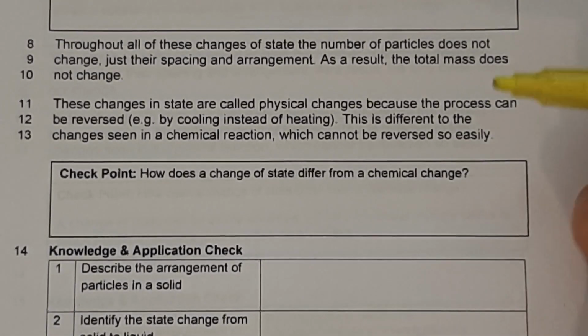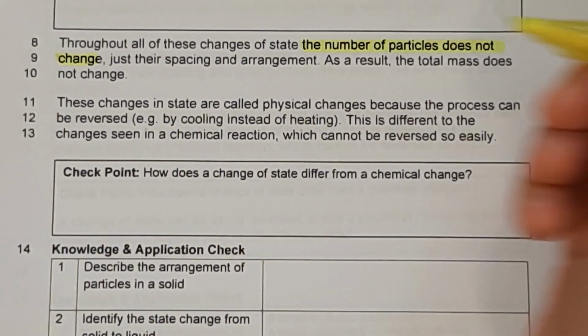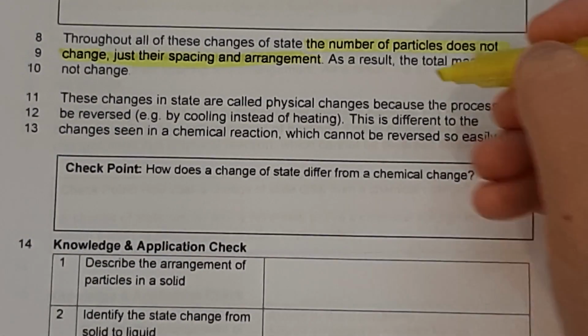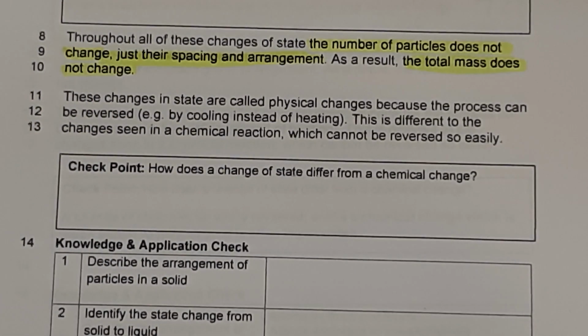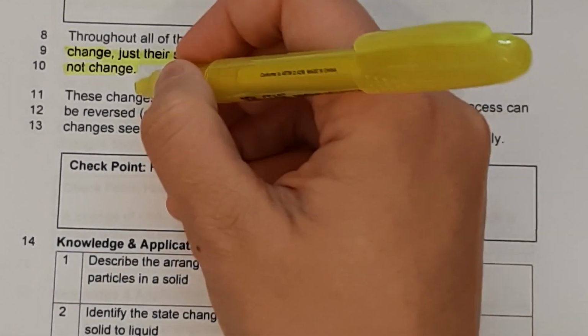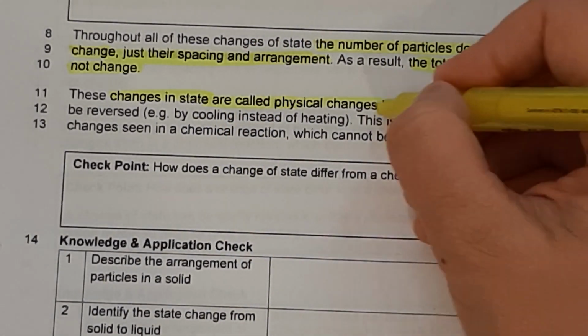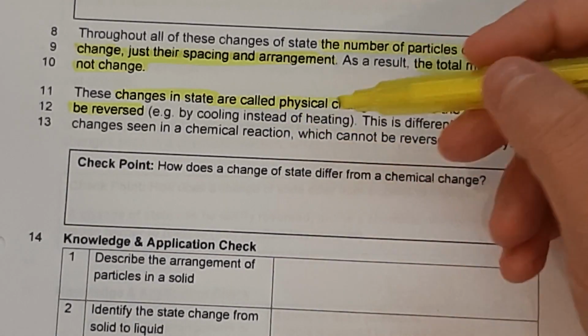Throughout all of these changes of state, the number of particles does not change, just their spacing and arrangement. So as a result, the total mass does not change. You've still got the same number of particles, they're just arranged differently, and less or more spaced out. We call these changes in state physical changes. So a change in state is a physical change, and that's because the process can be reversed easily, for example, by cooling it down instead of heating it up.